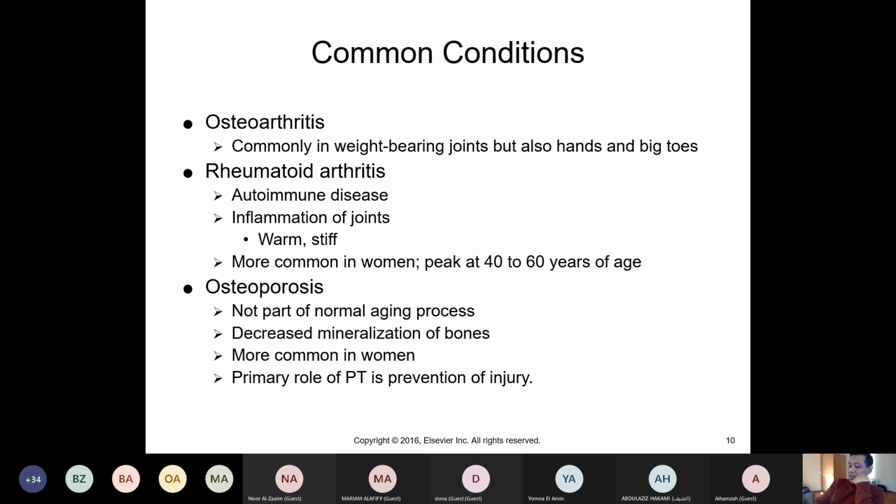Osteoporosis, on the other hand, we tend to see more in women than men. Essentially what ends up happening is the bones start to get weak. It's not a normal aging process. In women that develop osteoporosis, one of the main roles for physical therapists is for you to educate your clients so they don't end up getting injured.